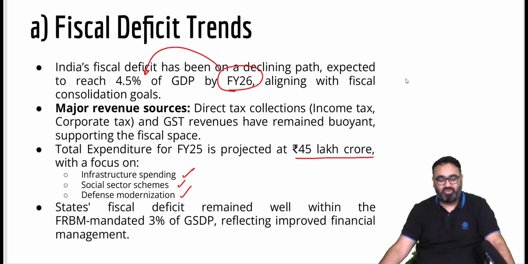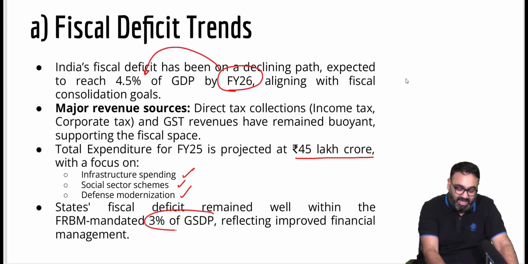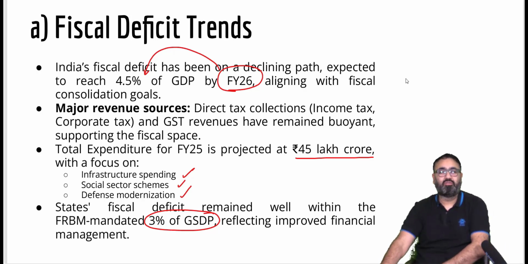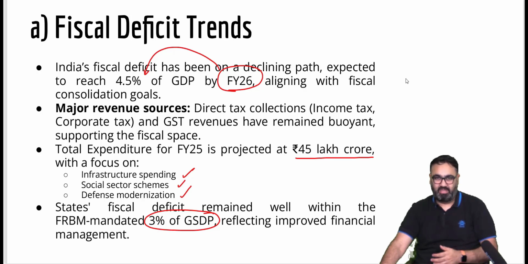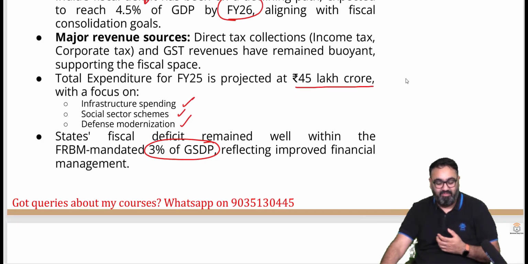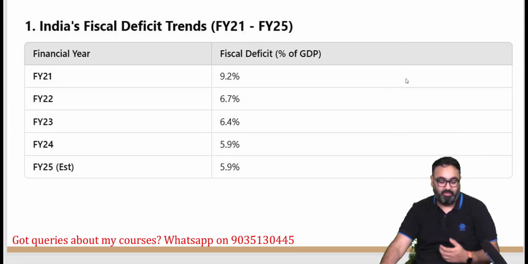Now, the FRBM Act, as I was telling you, says that the states also should restrict their fiscal deficit to 3% of the state GDP, or gross state domestic product. Now, this is where a lot of states have been struggling. In fact, because of this new culture of freebies, a lot of states are under humongous debt. Look at states such as Himachal Pradesh, such as Punjab. These are under humongous debt because they have taken so much money just to give it in the form of freebies or subsidies. So a lot of states are well above this 3% limit.